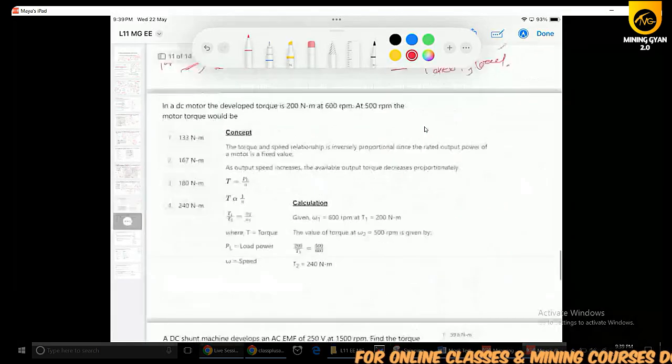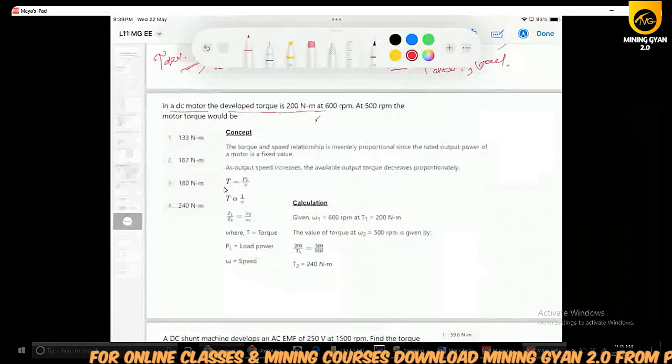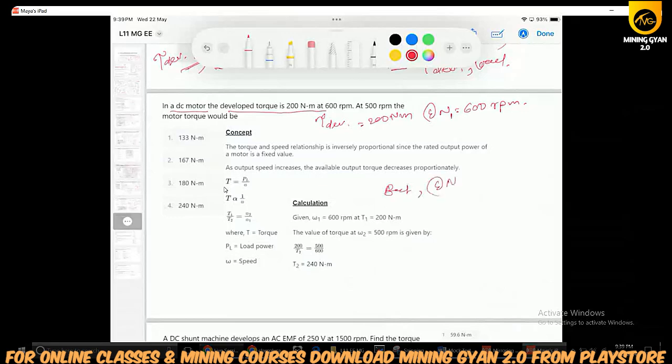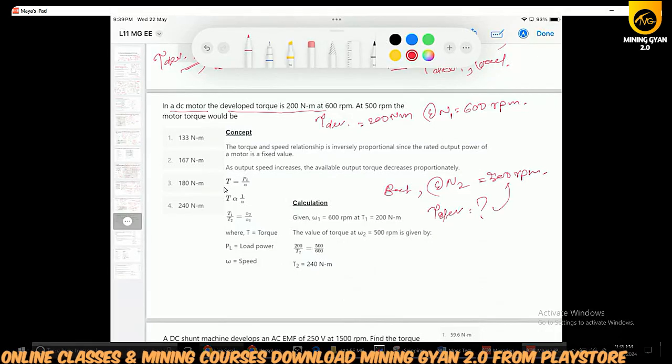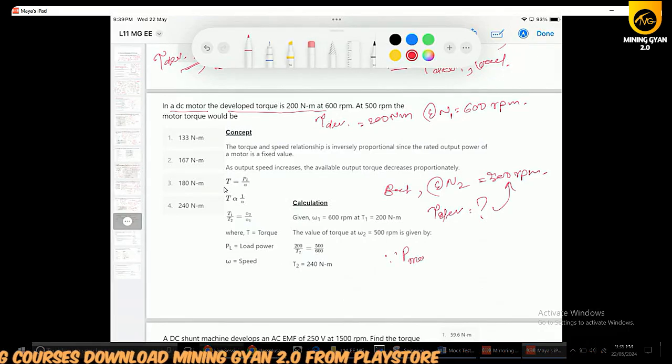Next, in this question, in a DC motor, the developed torque is 200 Newton meter at a speed of 600 rpm. Let us say this is N1, but at N2 of 500 rpm, meaning the speed is reduced, then how much will be the torque developed at this speed? So there you know that T mechanical will be how much?